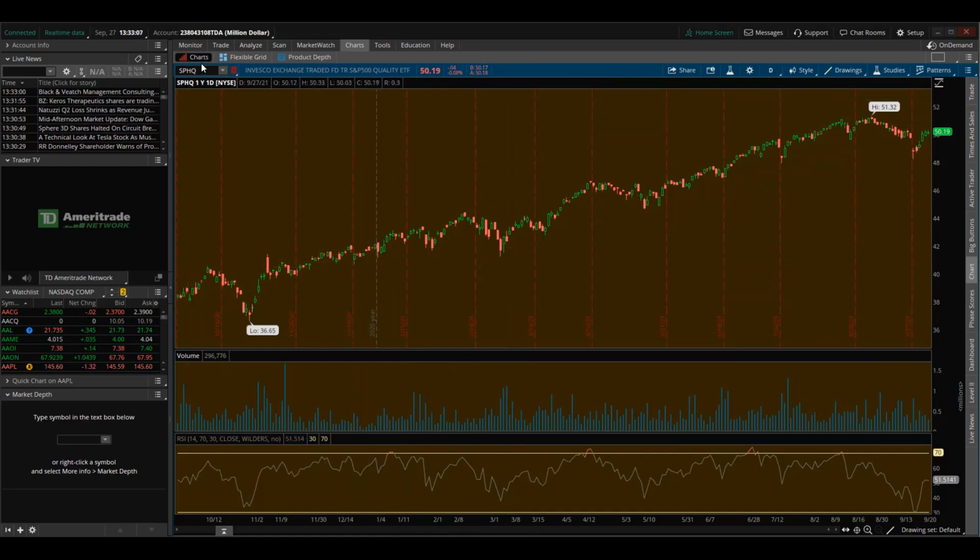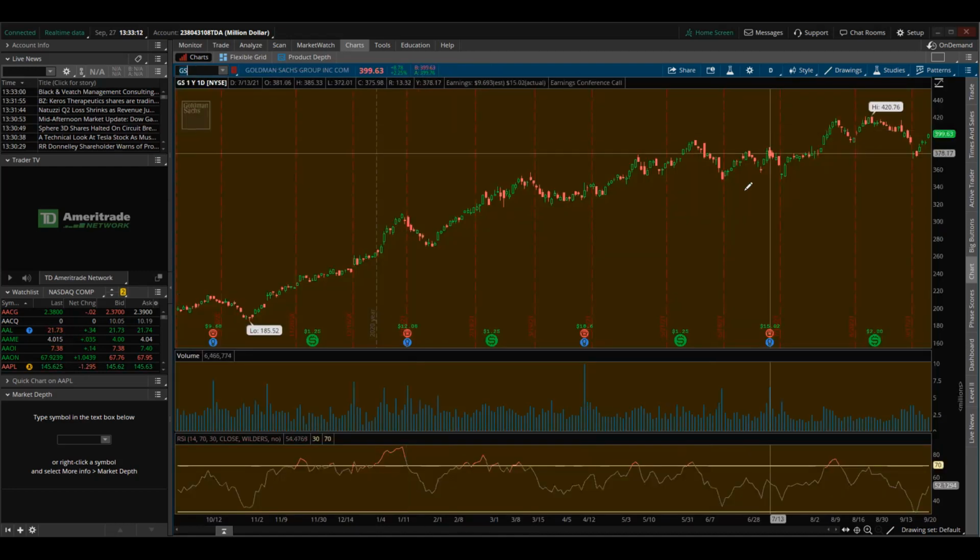But for those stocks that are not so trendy, this is Goldman Sachs. You all know I love Goldman Sachs. If you've known me for 6 days, you know I love Goldman Sachs.